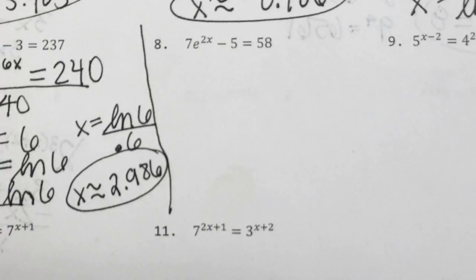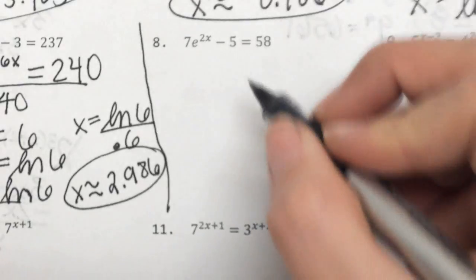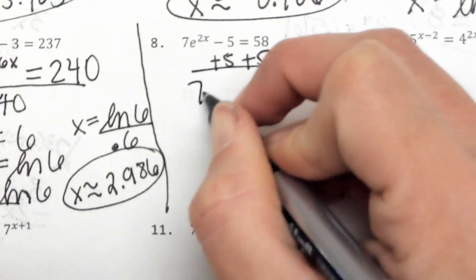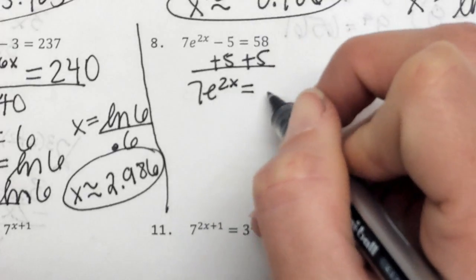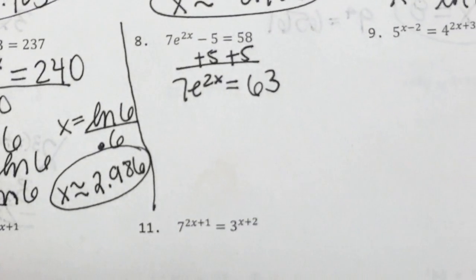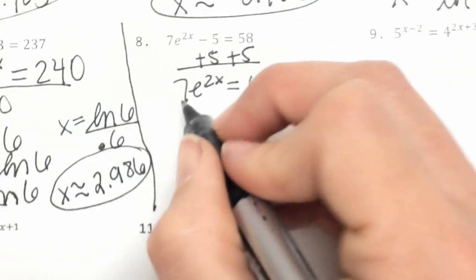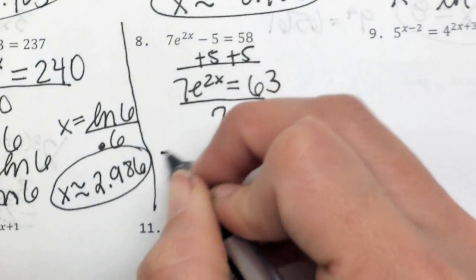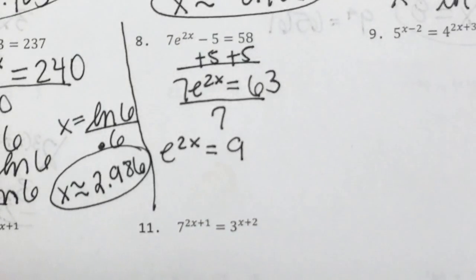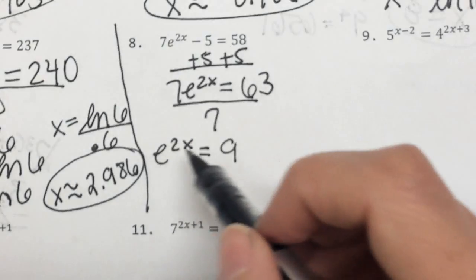Alright, Katie, help me out with the first step. I added 5. Alright, so that gave us 7e to the 2x equals what? Alright, Miles, what'd you do from here? Yes. So that gave me e to the 2x equals what? Okay. Kyle, what'd you do from this point?